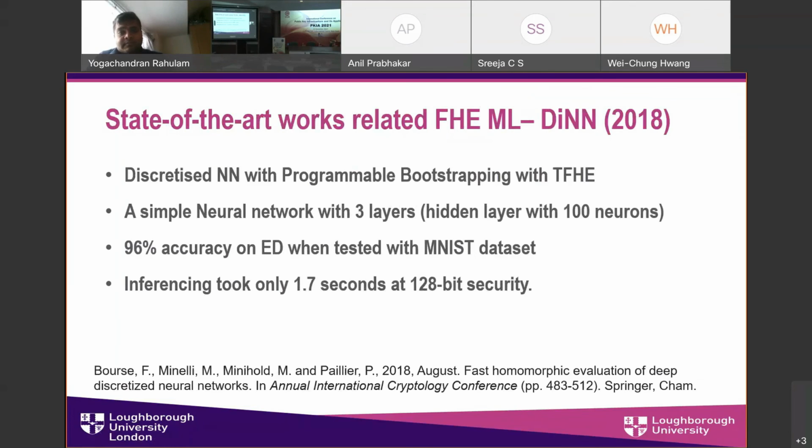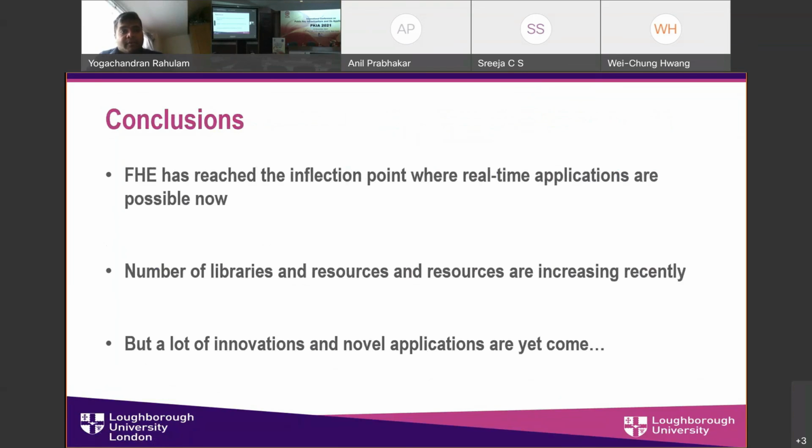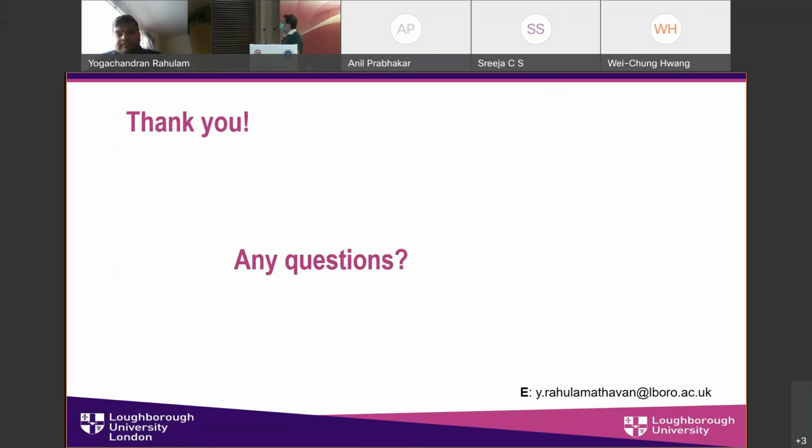I think I am on time. So the conclusion is that fully homomorphic encryption has reached an inflection point where real applications are possible now. The number of libraries and resources is increasing recently. And the bonus is that fully homomorphic encryption is based on lattice-based cryptography, which is secure against attacks coming from quantum computers. There is a lot of innovation and novel applications yet to come in this domain. So watch this space. Thank you so much.